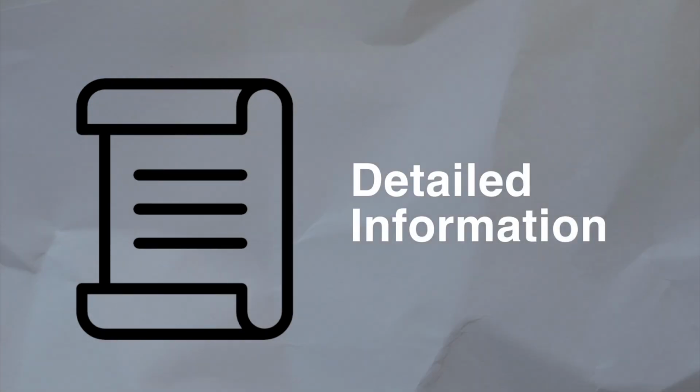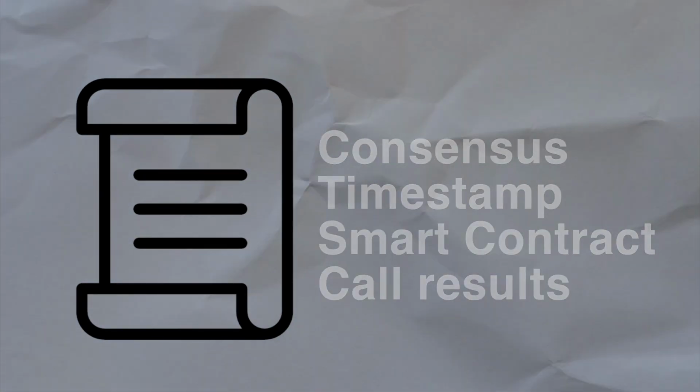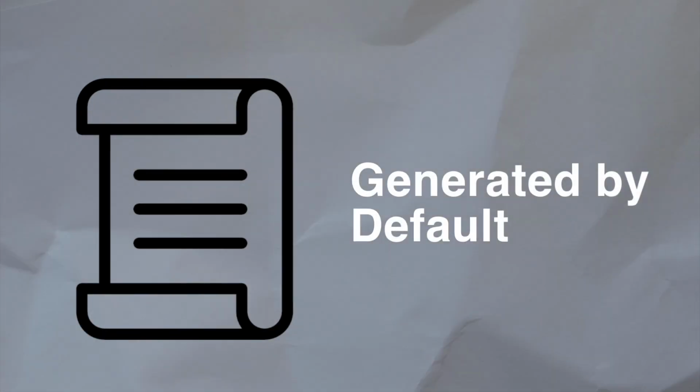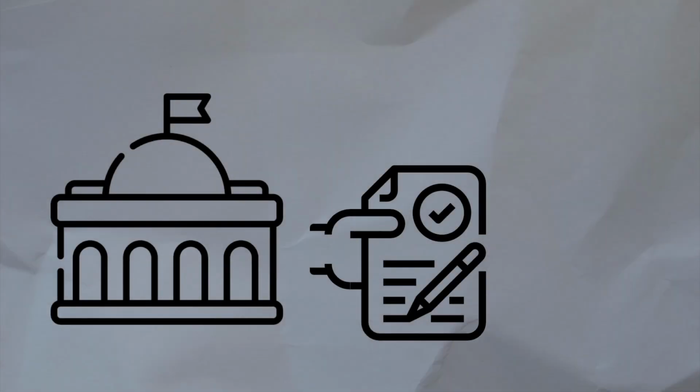Records. They provide detailed information on transactions such as consensus timestamps, or results of a smart contract call. Similar to receipts, records are generated by default and persist for 3 minutes. State proofs. These are coming soon.